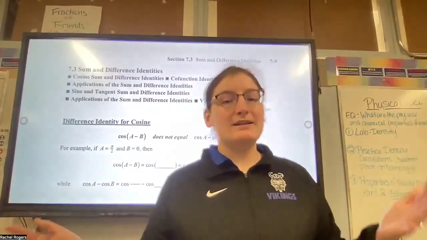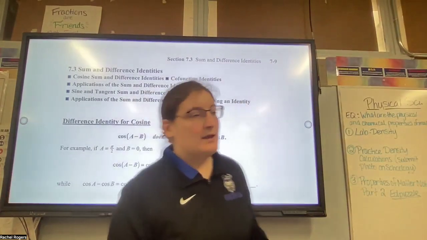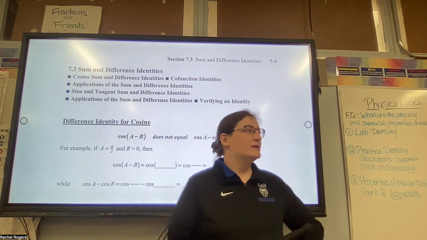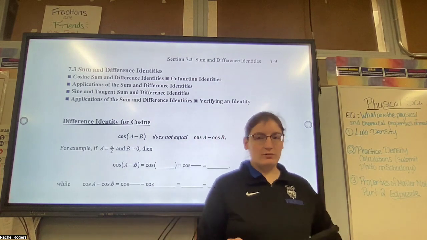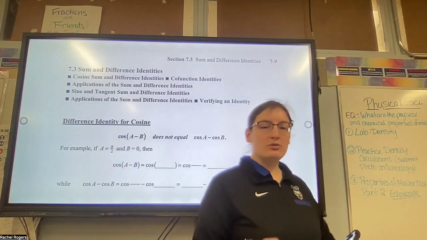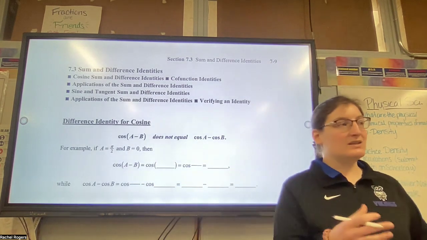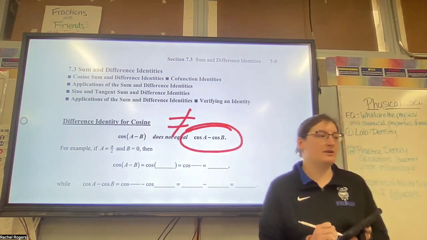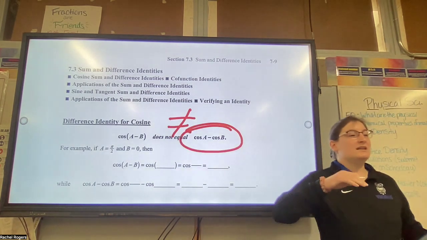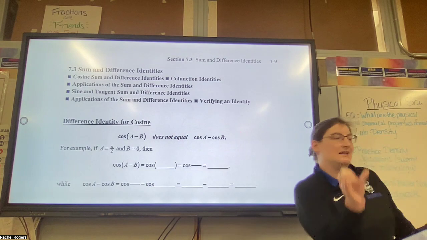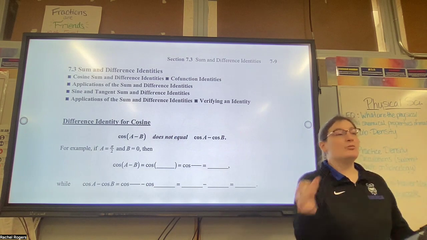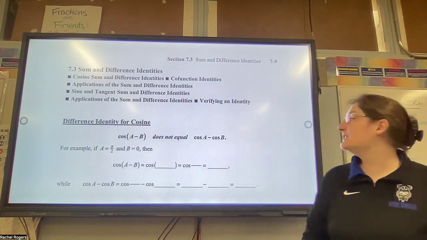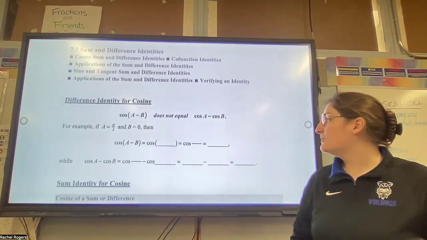So sum means add, difference means subtract. But because this is inside of a trigonometric function, it doesn't necessarily follow all of the same rules that we're used to. So if you do cosine of A minus B inside, that is not the same as cosine of A minus cosine of B. You can't undistribute from inside of the function because it's not multiplication, it's a function itself, right? So we have these different identities that we can use for doing that.